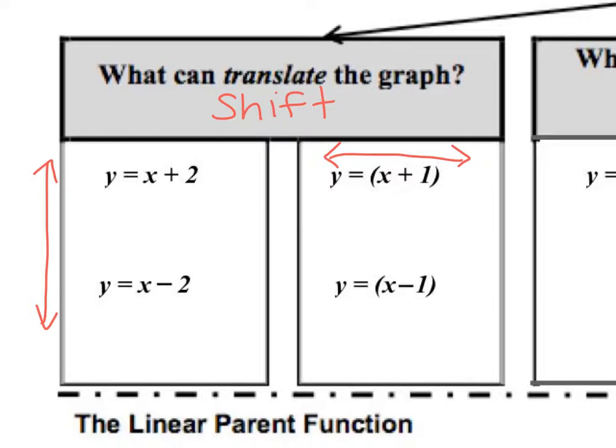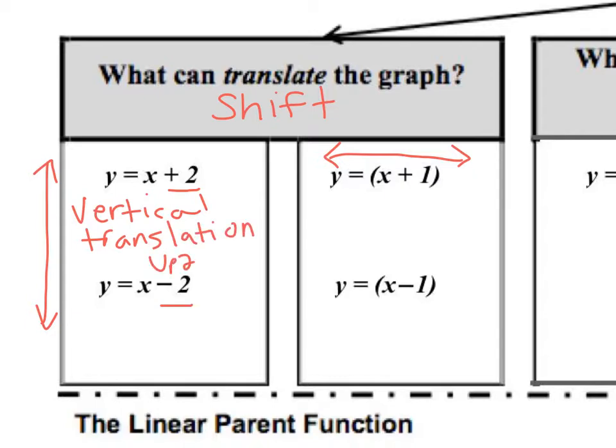These guys are going to shift vertically, and these guys are going to shift horizontally. So just like in our quadratics when we had the plus k at the very back of the equation, our y-intercept plus b is going to cause a vertical translation, and in this case it's going to be up 2 units. And the other one is going to be a vertical translation, down 2 units.